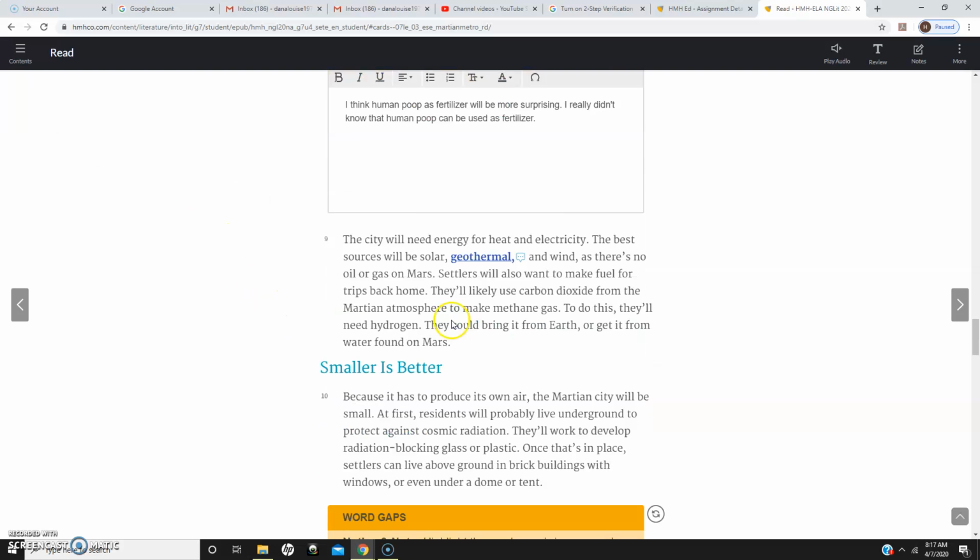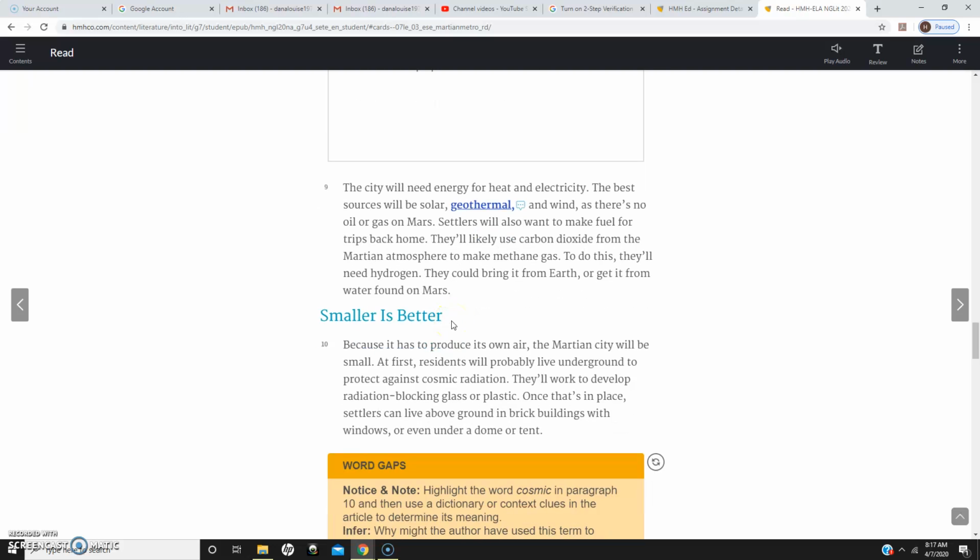So I'm moving on. So I'm going ahead and go to 9 and 10. The city will need energy to heat and electricity. The best sources will be solar, geothermal, and wind. And there's no oil or gas on Mars. Settlers will also want to make fuel for trips back home. They'll likely use carbon dioxide from the Martian atmosphere to make methane gas. To do this, they'll need hydrogen. They could bring it from Earth or get it from water on Mars.